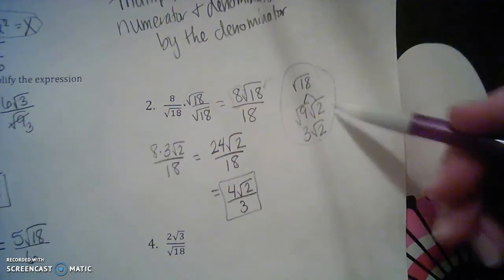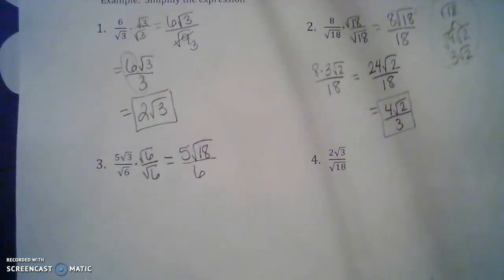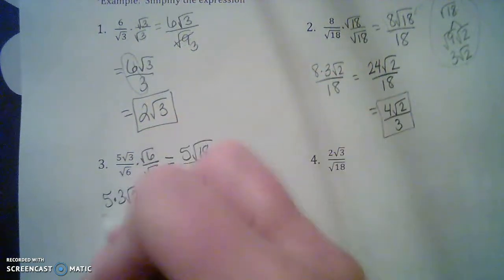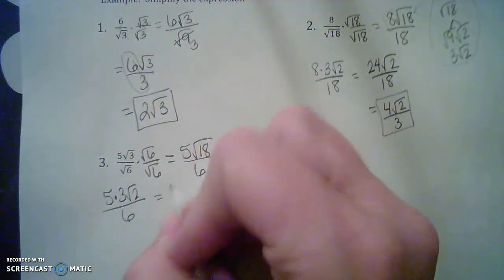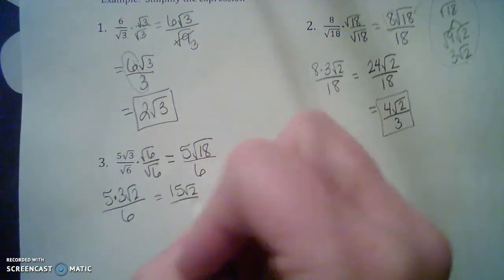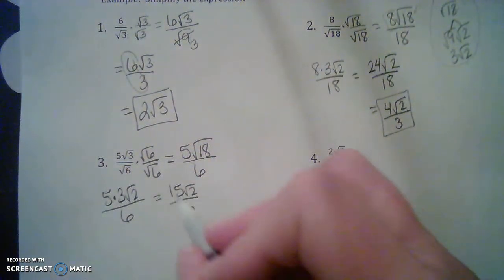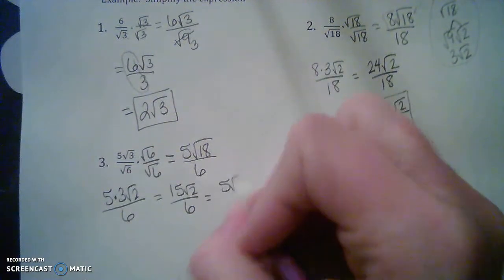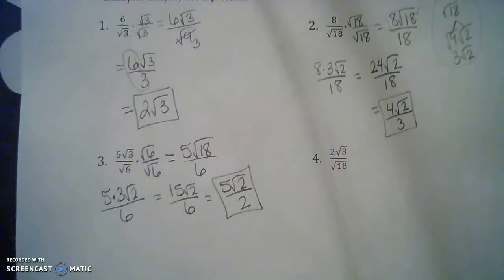So a lot of people think we get to stop here, but we don't, because 18 is not simplified. To save us a little time, I'm just going to go back and copy what I did up here. Okay, square root of 18 is 3 square root of 2. So I would have 5 times 3 square root of 2 all over 6. So that becomes 15 square root of 2 over 6. 3 goes into both 15 and 6. So 15 divided by 3 is 5 square root of 2. 6 divided by 3 is 2. So there's my final answer.